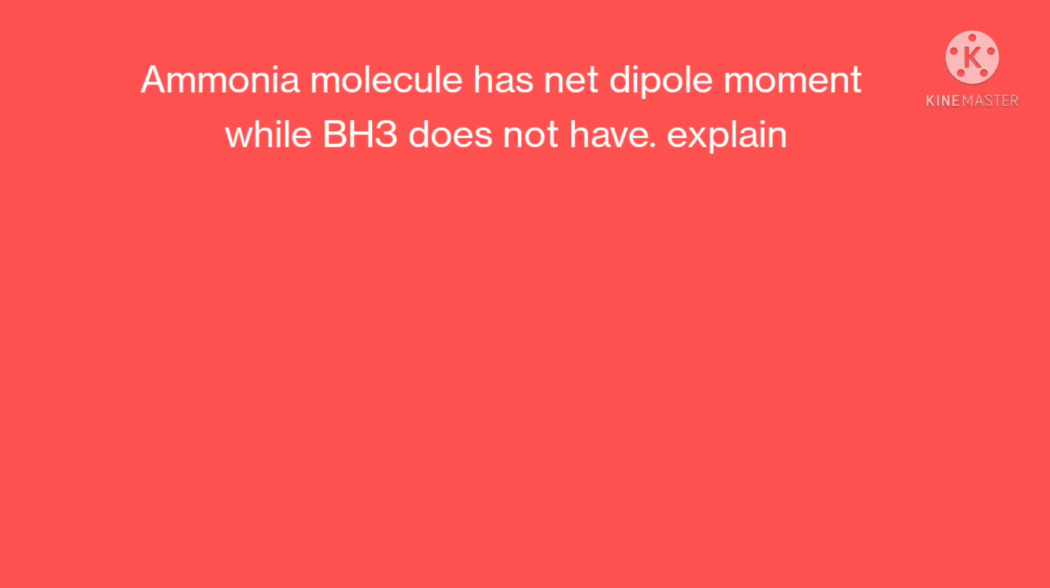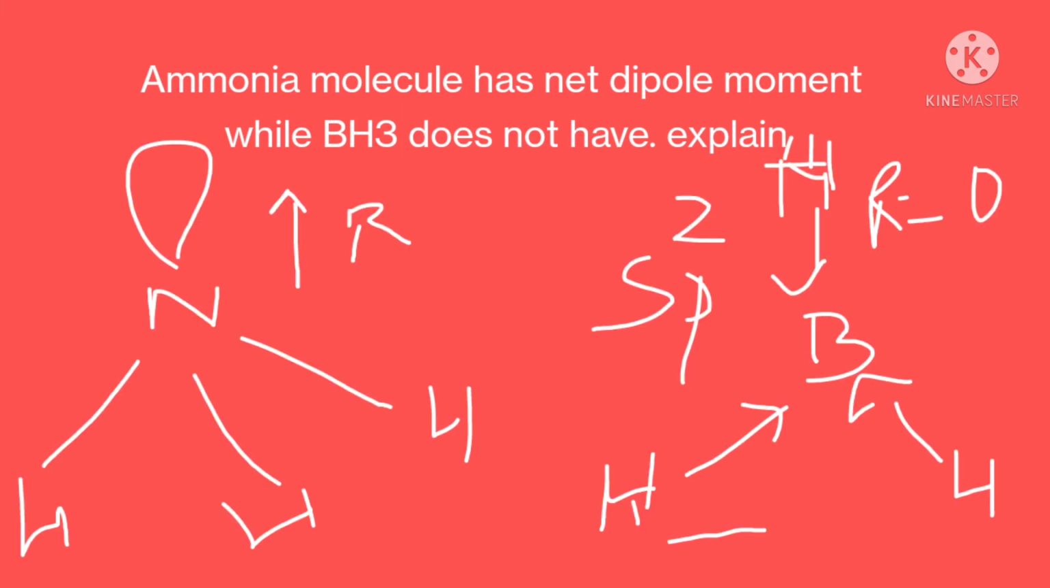Ammonia molecule has net dipole moment, while BH3 does not have. Explain. So in ammonia, which is having pyramidal shape, the nitrogen-hydrogen bond is polar in nature and the net resultant is in positive direction. Whereas in BH3, the polar bonds cancel each other and net resultant is 0. So the ammonia molecule has net dipole moment, whereas BH3 molecule does not have.